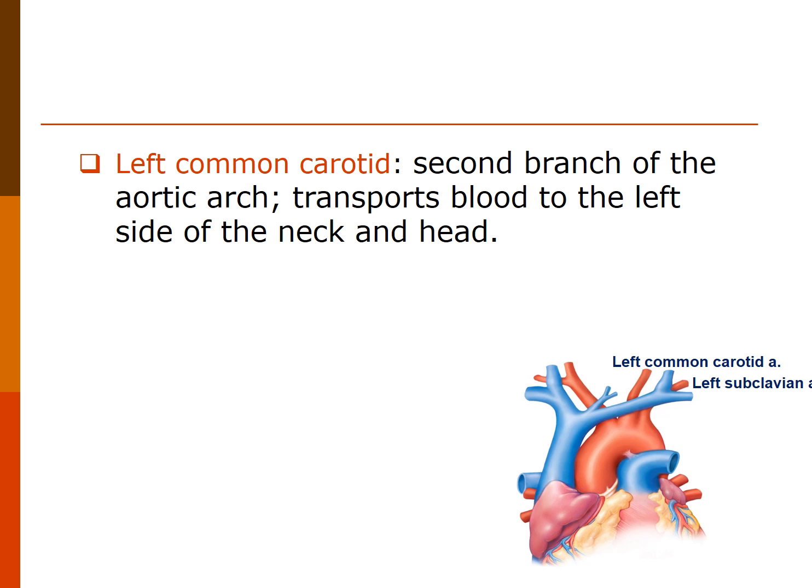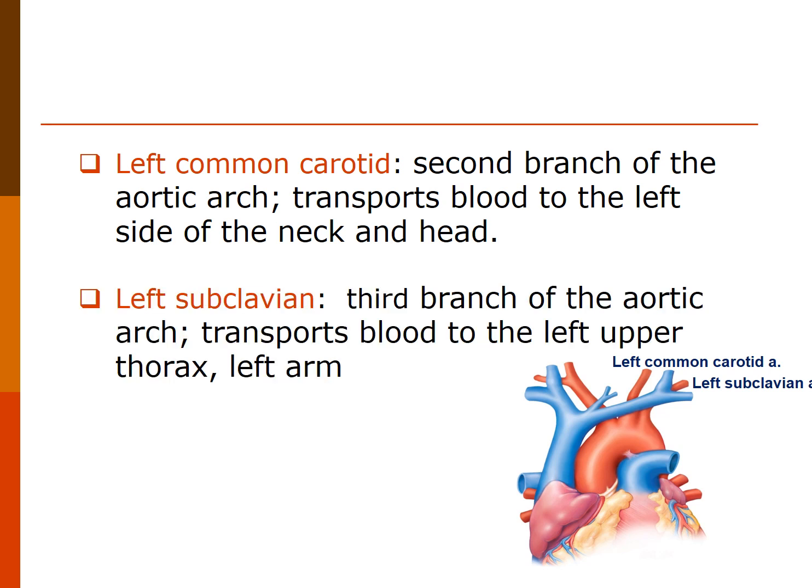The second branch is the left common carotid artery. This supplies blood to the left side of the neck and head. The third branch is the left subclavian artery. This supplies blood to the upper left thorax and left arm.